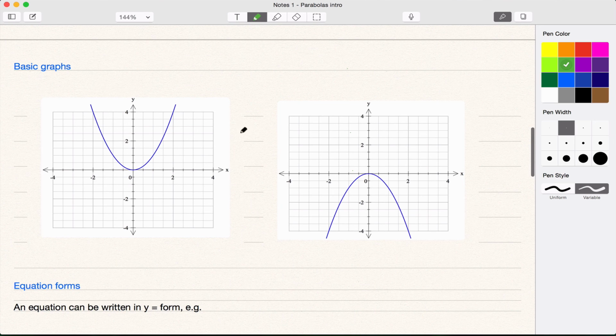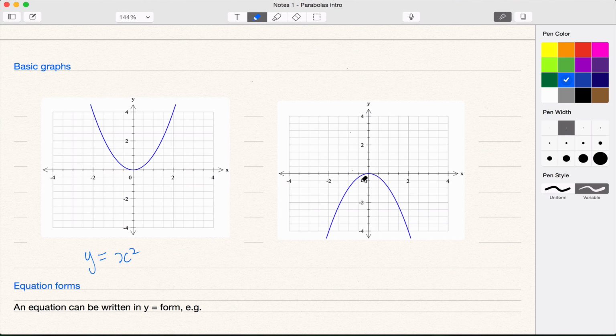A few basic graphs for you to have a look at, just like the one we drew in the first example. This one here is what we call a positive parabola, and the equation looks like this: y equals x squared. It's our most basic parabola. It goes through the origin. The turning point is at the origin. The axis of symmetry is through x equals 0. The minimum is at the origin. The x-intercepts are at the origin. The y-intercepts are at the origin. Everything is happening at the origin.